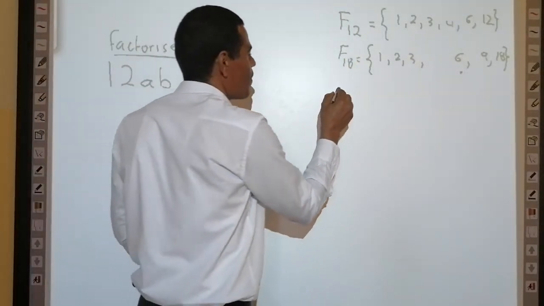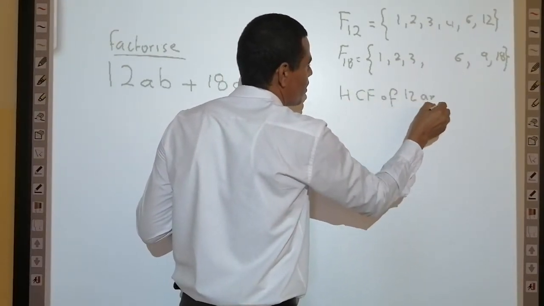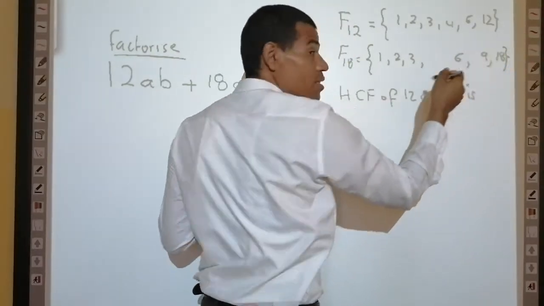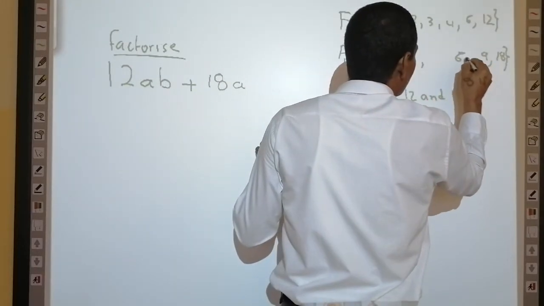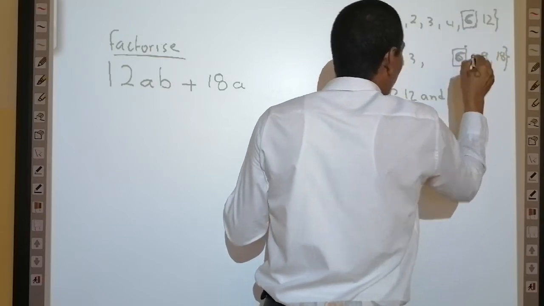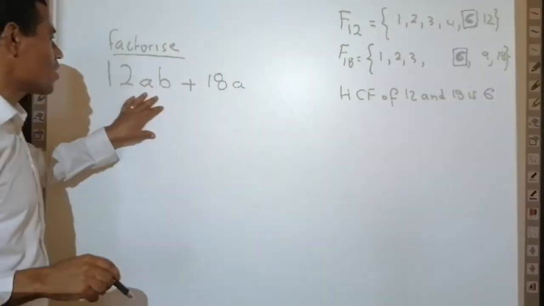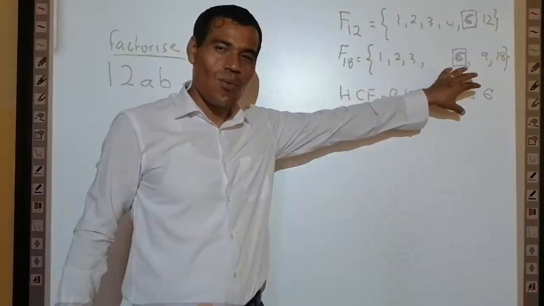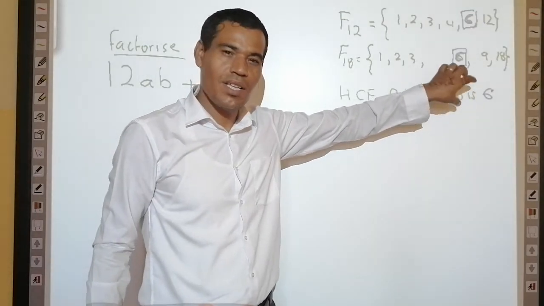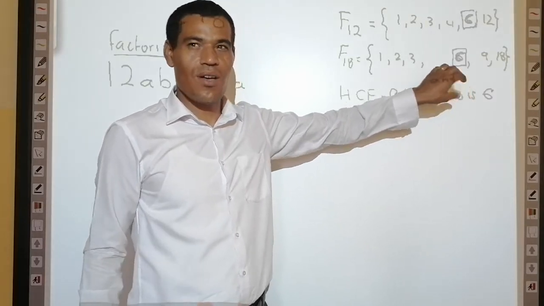So, what is the highest common factor of 12 and 18? It is the number 6. This is the highest common factor. In order to factorize this, I will write the highest common factor outside the brackets, then I will find the remainder that will be written inside the brackets. To find the remainder, I will divide each term by the highest common factor.